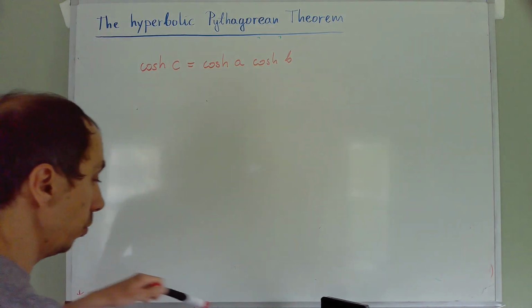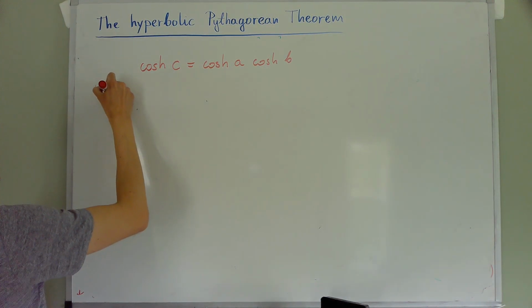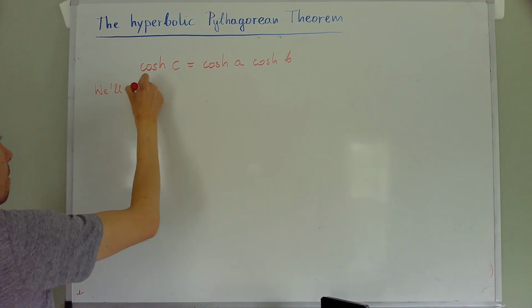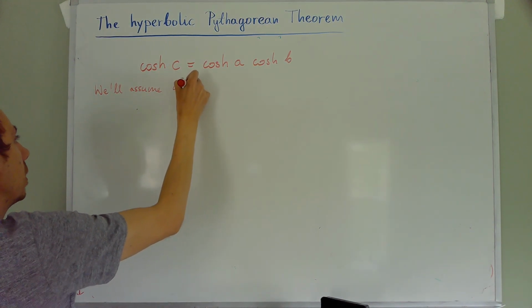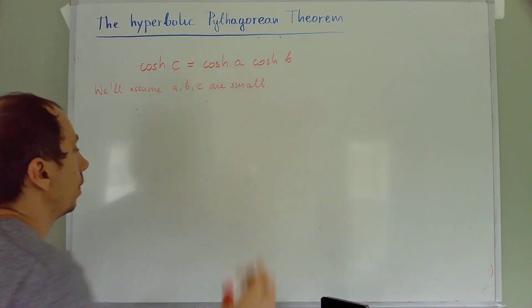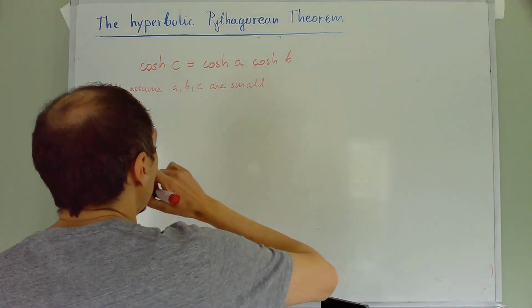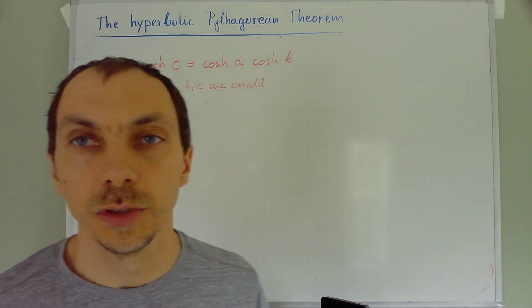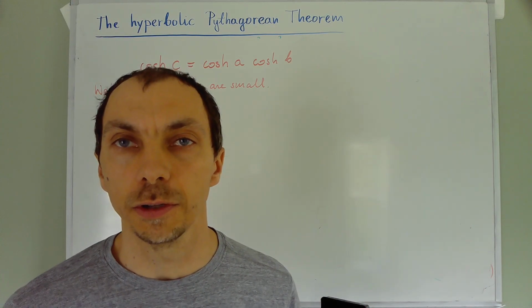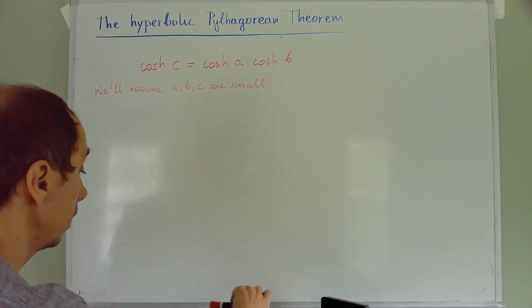So I'm going to assume that A, B, and C are small, so definitely smaller than 1. I'm going to use, again, like I did in the spherical case, Taylor series.